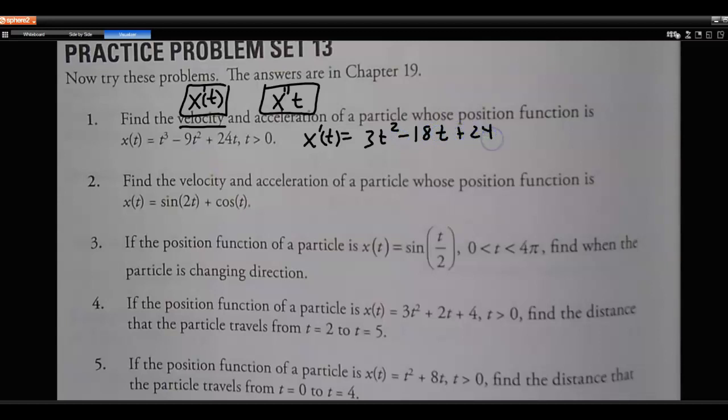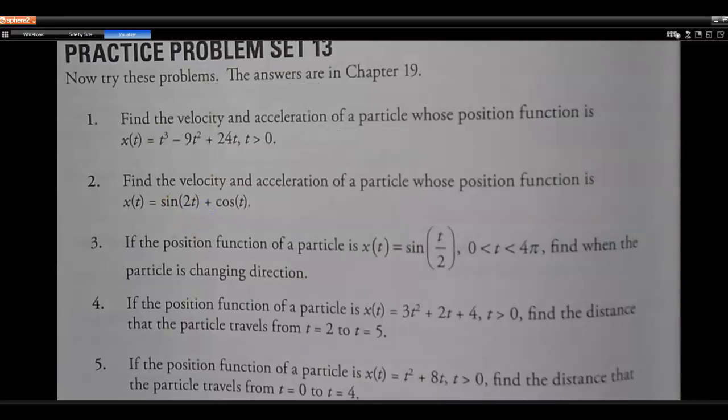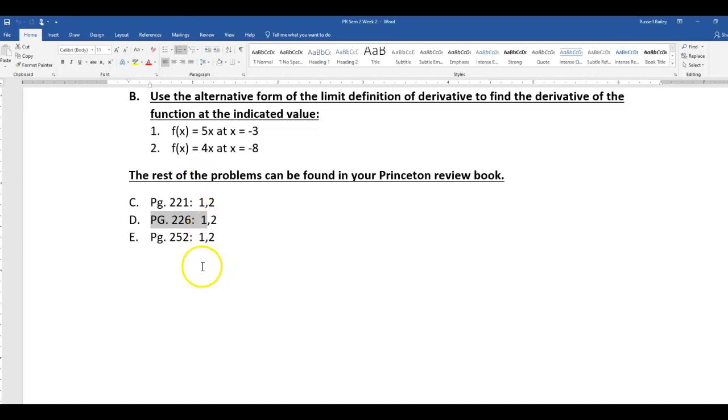So there is our velocity function. I'll put v for velocity, and then a for acceleration would be that. Okay, I'm going to let you guys do number 2. Be aware that you're going to have a chain rule going on right there. But let's move on to the next page. I think it's our last page. Page 252, number 1.